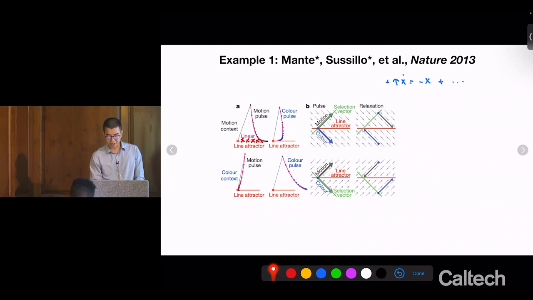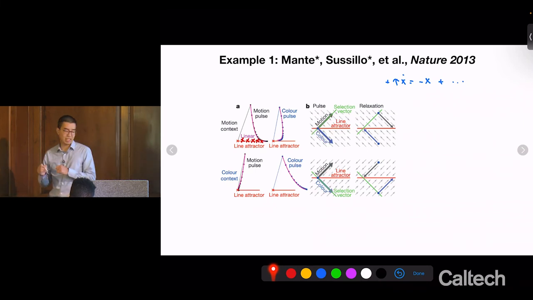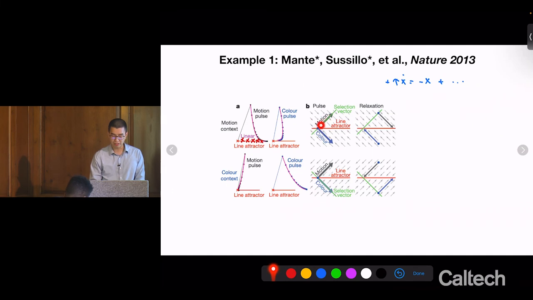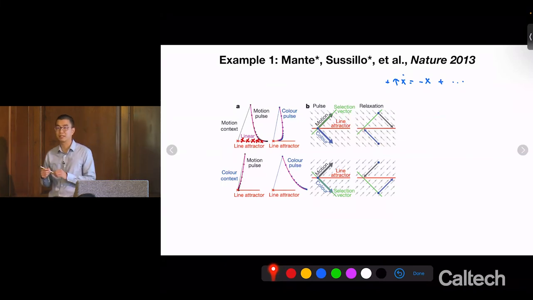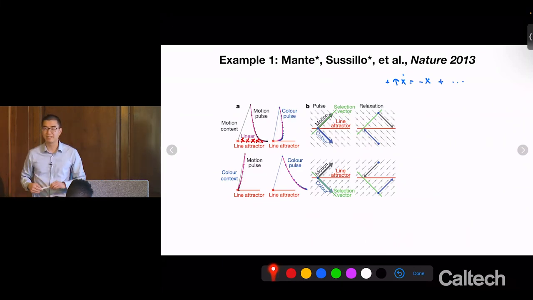So depending on which context you're in, motion and color inputs are going to go into different flow fields. And if you get a motion input in the top flow field, then when you turn off the input, it's going to relax back to this line attractor. And because the arrows point down to the right, you're going to actually make progress along the line attractor. Whereas if you get a color input, because this is in the direction opposing the flow field, when you turn off the color input, that is not integrated. It's going to push the RNN state back to the origin. And so, yeah, of course.